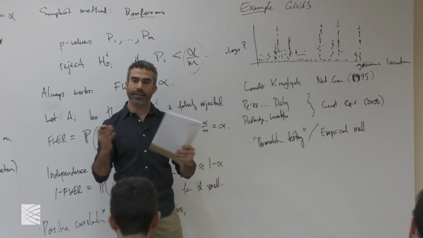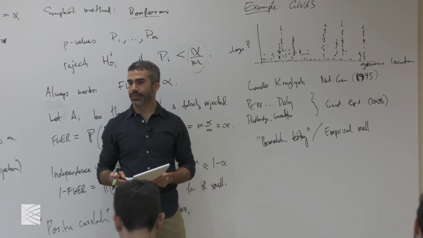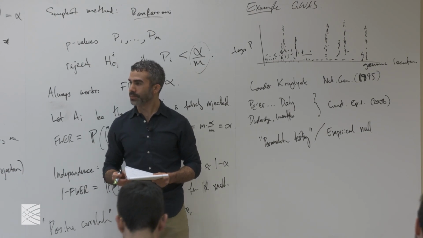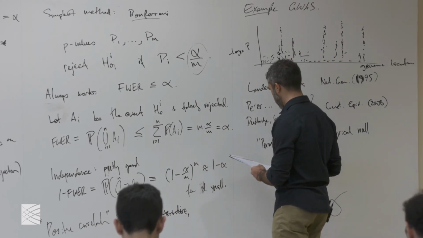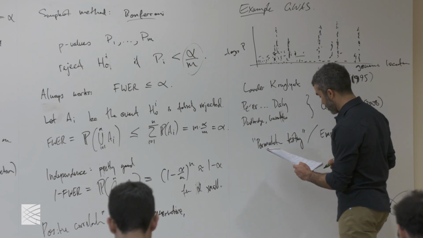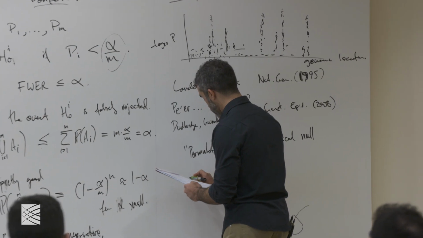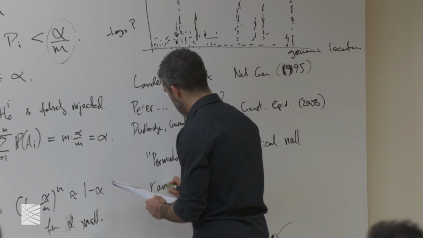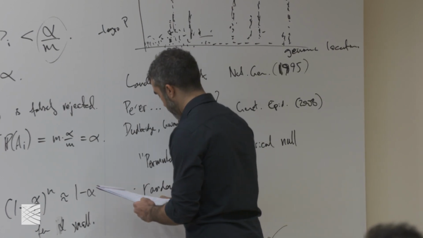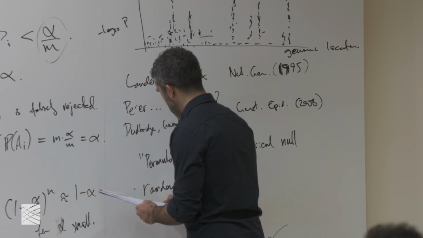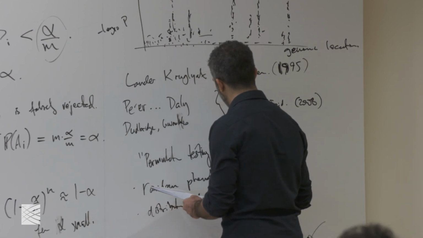You do this many, many times. Actually, they did it about 10 million times. And then you get this null distribution, and then you can ask what it looks like. So random phenotype, and then look at the distribution of the lowest p-value.